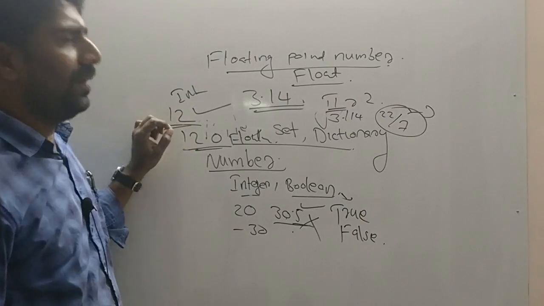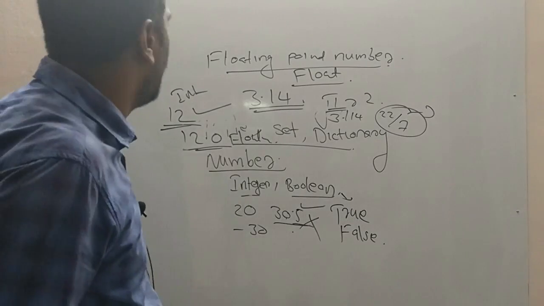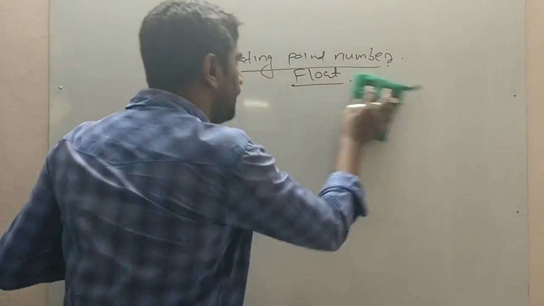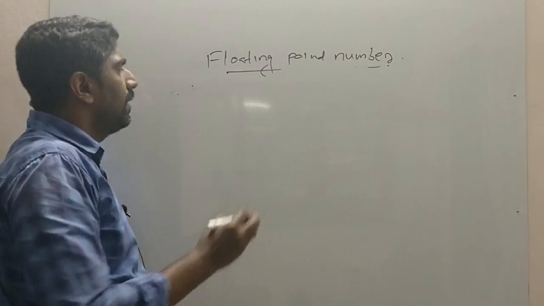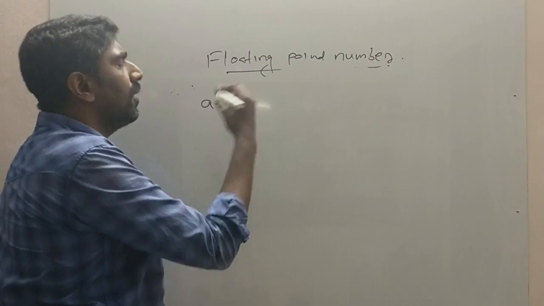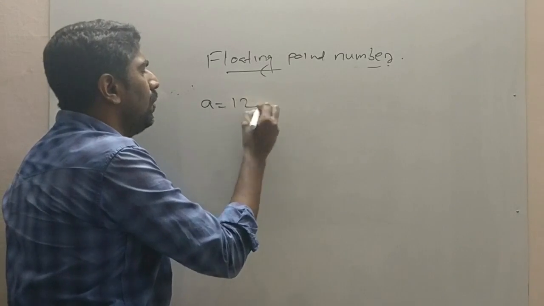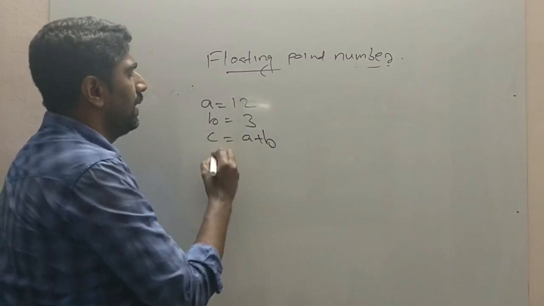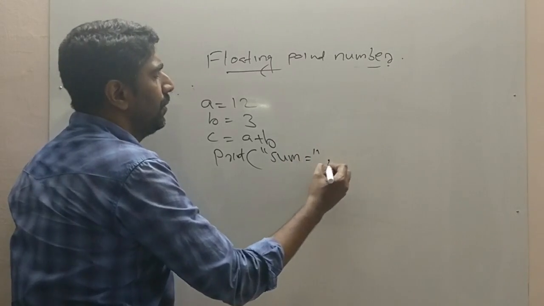So in Python programming, suppose you want to add two numbers in a program. We already did this program, right? Then tell me, how can we add these two numbers in a Python program? Suppose A is equal to int or float. Otherwise we can write like this: A is equal to 12, B is equal to 3, C is equal to A plus B. Print sum is equal to, comma, C.